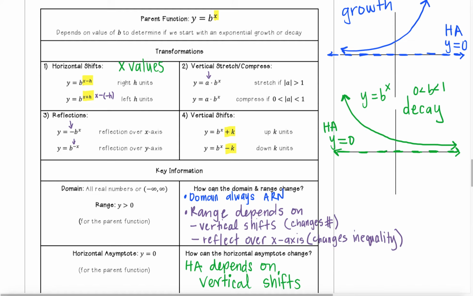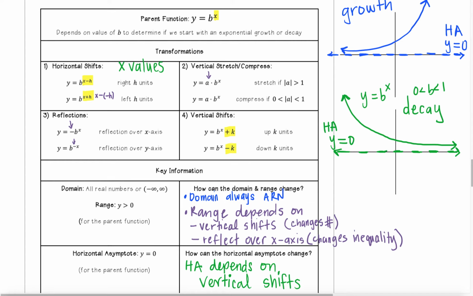Now the last type of transformations, being the vertical shifts, that's going to change where the horizontal asymptote lies. So if I take a graph and I move it up so many units, it's not only taking the curve, but it's also taking the horizontal asymptote with it, because that horizontal asymptote dictates how this graph curves, and if we move the curve, the horizontal asymptote goes with it. So our range then depends on two things. If we have any vertical shifts, that's going to change the number on the range, because the range was based off of the horizontal asymptote. And if we have a reflection over the x-axis, then that's also going to change the inequality symbol and make it y being less than whatever number we have instead.